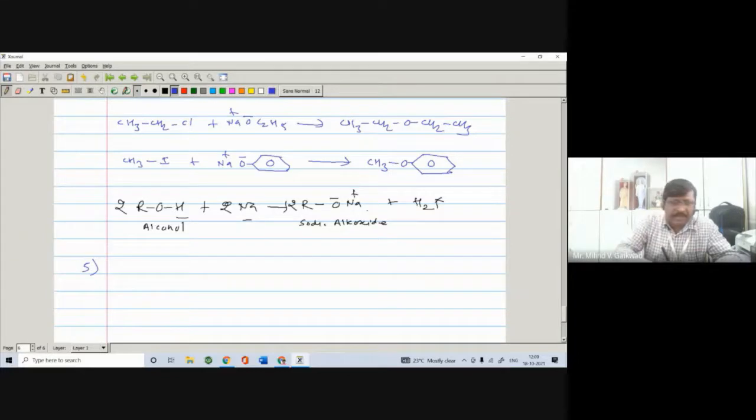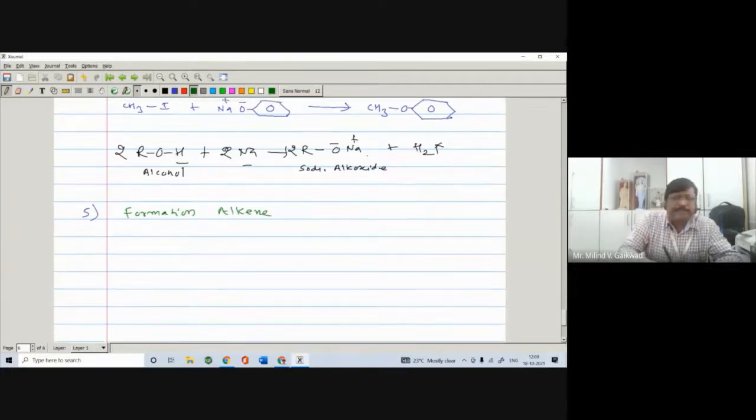Number five reaction: starting from alkyl halide, you can get the corresponding alkene. So the formation of alkene. Here we are having R, here is the X in general, and here is your H. So there is the presence of an alpha carbon atom.